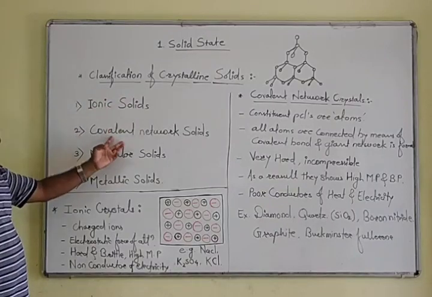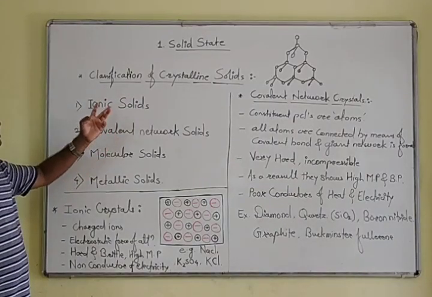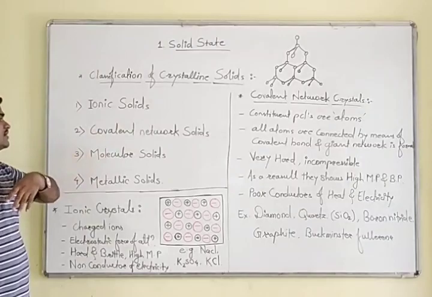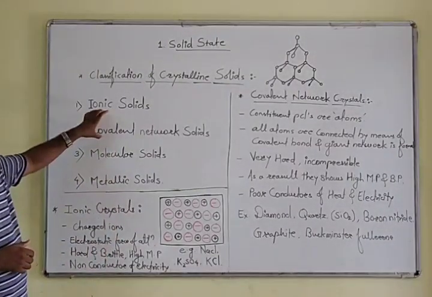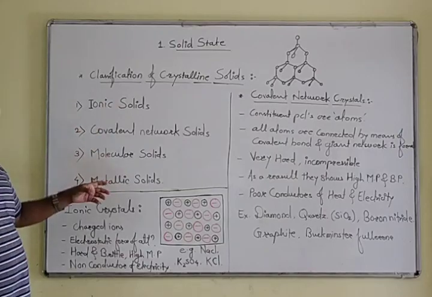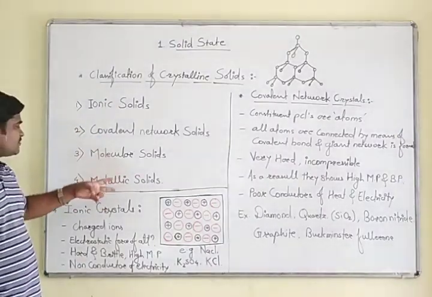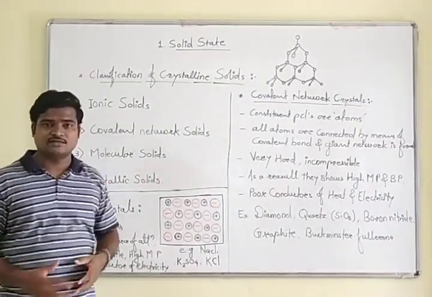So this is the general classification of crystalline solids. We have seen these two types, ionic solids and covalent network solids. In the next lecture we will see the molecular and metallic solids. Thank you very much.